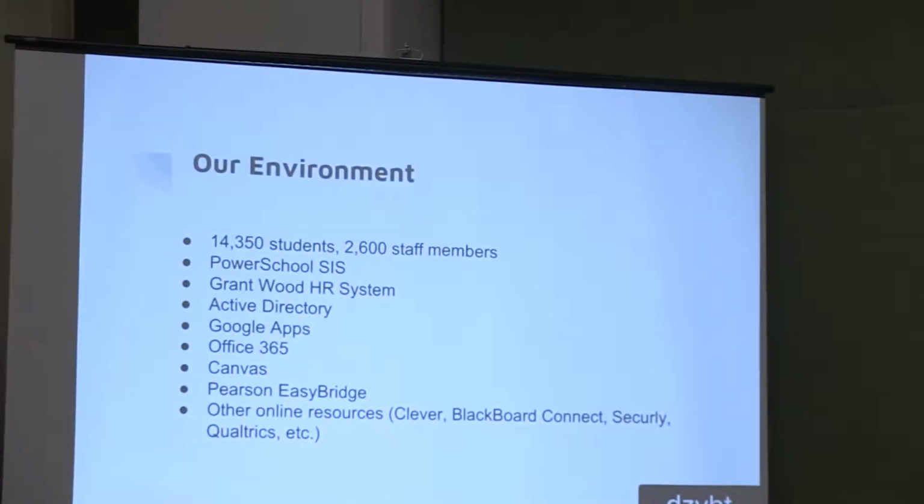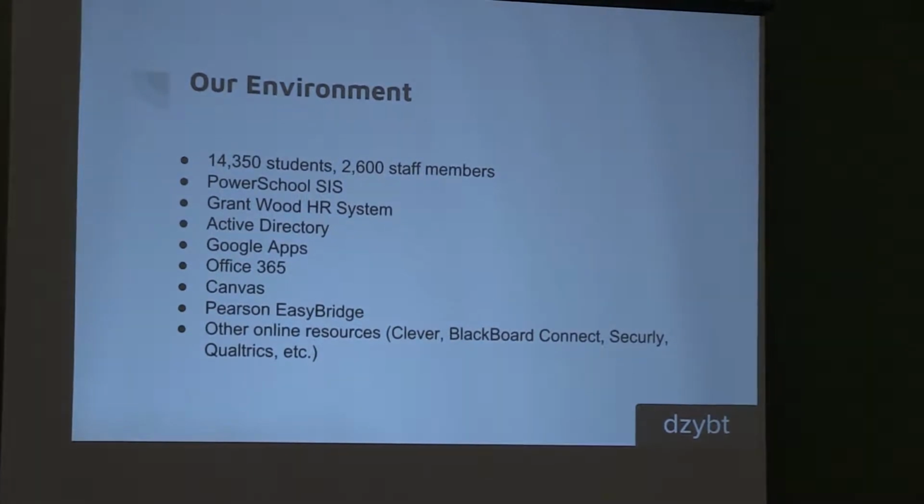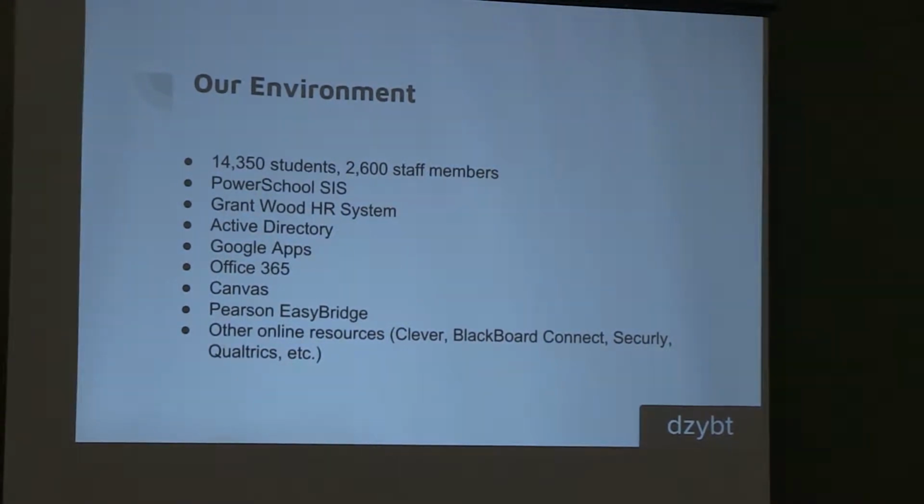So, just a little bit about our district. Like Adam said, 14,000 plus kids, 2,600 staff, 30 plus buildings. We're currently running PowerSchool SIS. We've got the Granny Wood HR system, which is a custom-built system they have. We use Active Directory, Google Apps, Office 365. Canvas is the new thing this year. Pearson EasyBridge, which is one of our first integrations with some kind of automation. And then there are several other systems I'm sure some of you use: Clever, Blackboard Connect, Securely, Qualtrics.